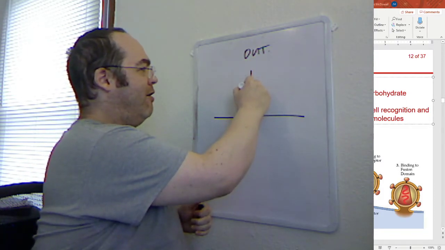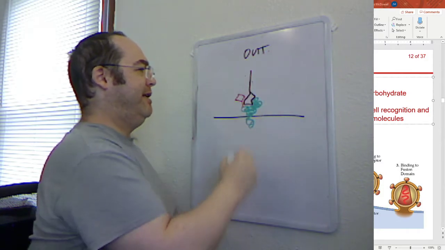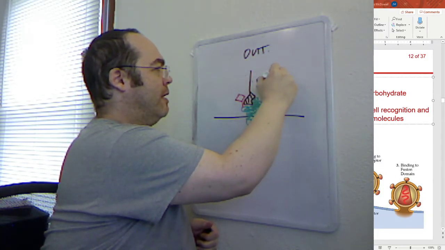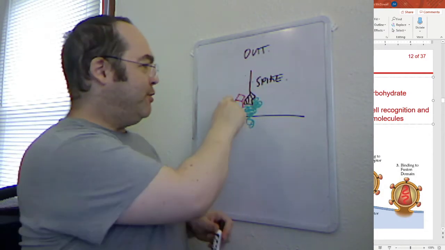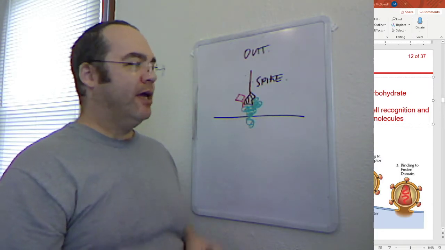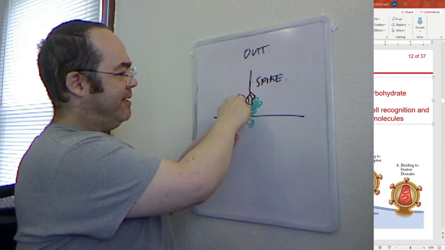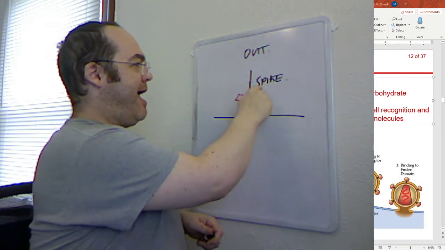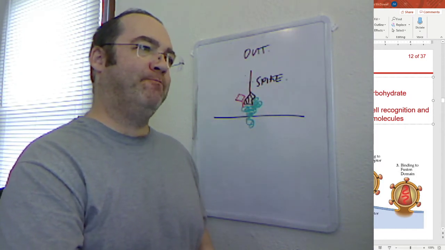On the end of our virus's spike, it has a protein that perfectly fits into the gap. In this case, we would call this protein, this glycoprotein, a receptor, and a viral spike fits into that receptor.